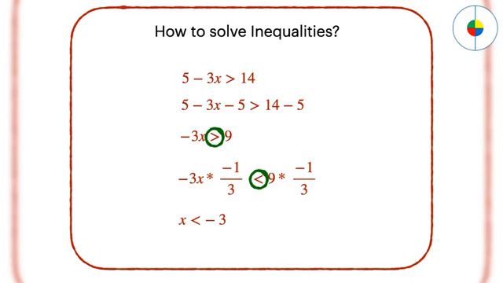For example, 5 minus 3x greater than 14 is the same as negative 3x greater than 9. However, the solution is x less than negative 3.